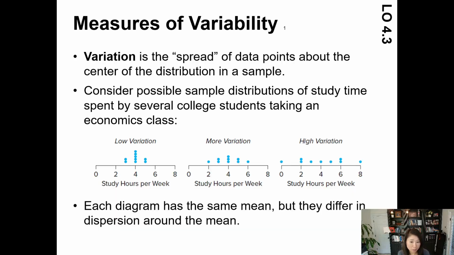We are considering a possible sample distribution of the study time spent by several college students taking the economics class. In all three examples here, if we calculate the mean, it is approximately the same. So why are there three different samples? Because the variability is very different. On the first diagram, the study hours per week show low variation, all very centralized, close to 4. The middle one has more variation compared with the first one, although the mean is still 4. The last one has high variation. The mean is still 4, but as you can see, it's very spread out. So this example tells you that when somebody says to summarize your data, if you only tell people the mean, it's not enough. You need to discuss the variability or dispersion.